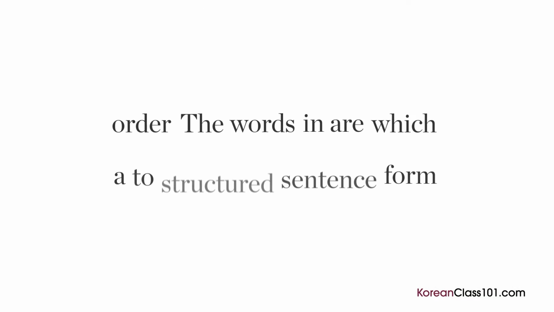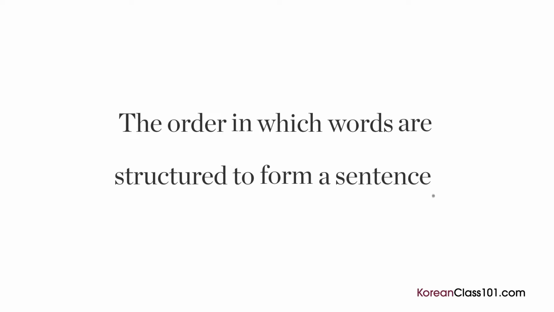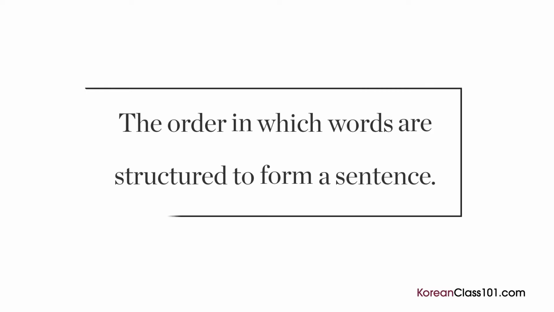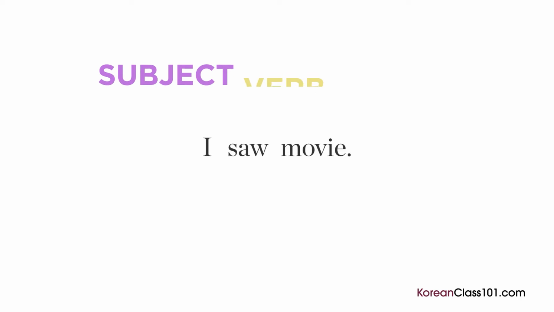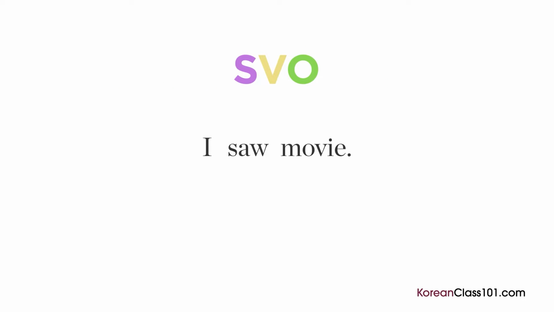Word order refers to the order in which words are structured to form a sentence in a given language. Consider the English sentence, I saw a movie. But first, let's remove the article a here for simplicity. So we're just left with I saw movie. The basic word order for English is subject, verb, object, or SVO for short.